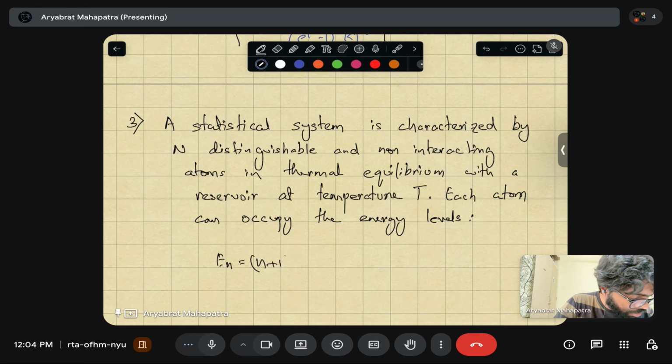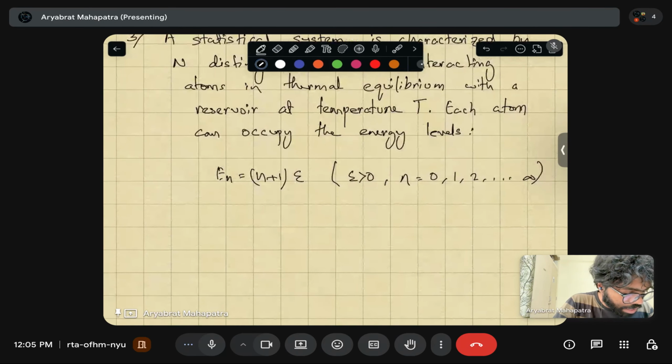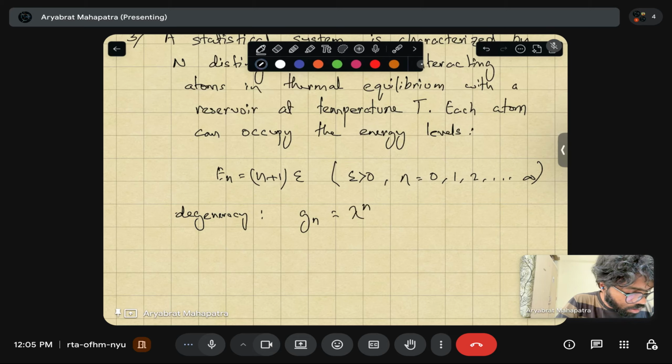of this form. Earlier we had n epsilon, so this is just (n plus 1) epsilon. Your epsilon is positive and your n goes the same way, 0 to infinity. You also have degeneracy, C_n equals lambda to the power n, where lambda has this condition.